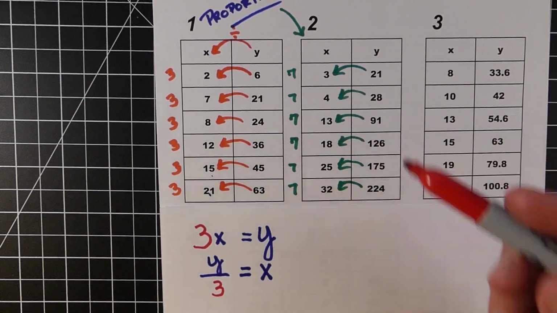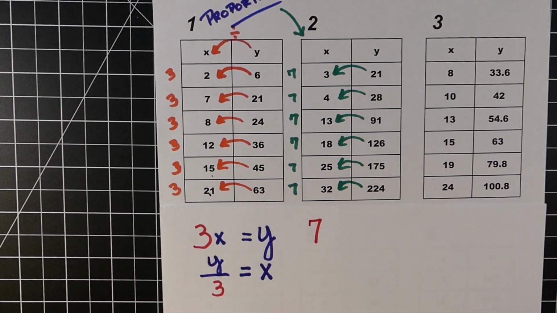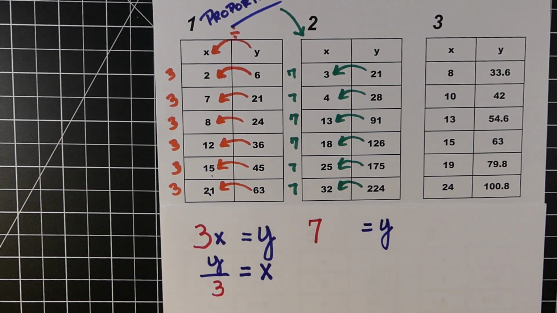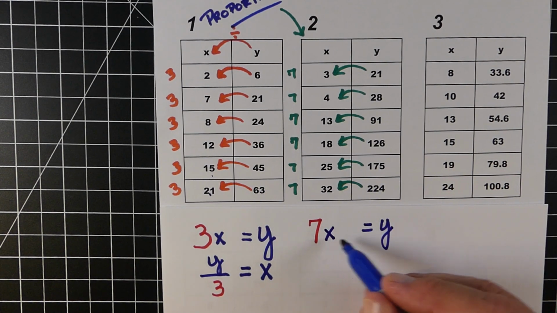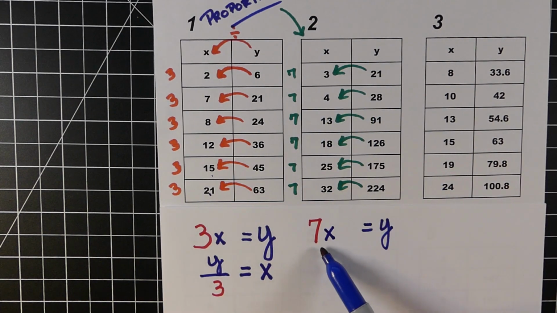If we're trying to find y, if that's our goal right now, we have to use our constant, which is the 7. Our goal is to get y, so what are we going to do with the 7? Well, we're going to multiply it by whatever x is. So it's 7x, so 7 times x equals y.